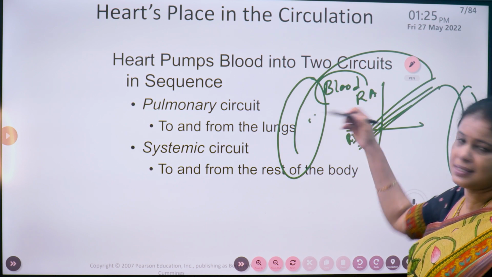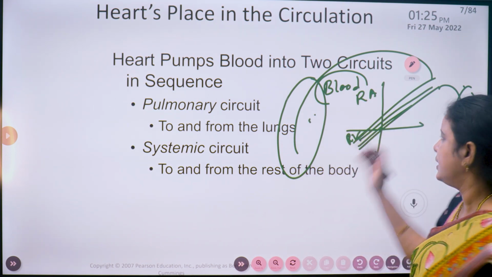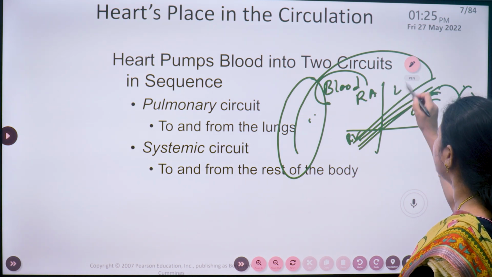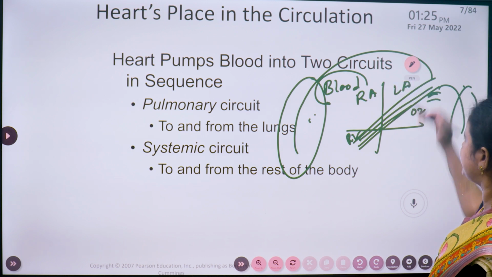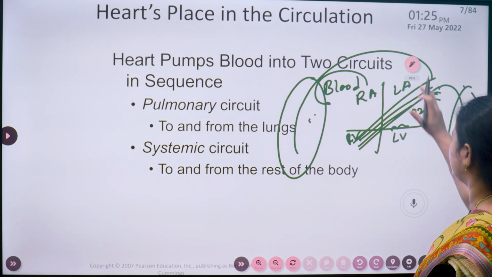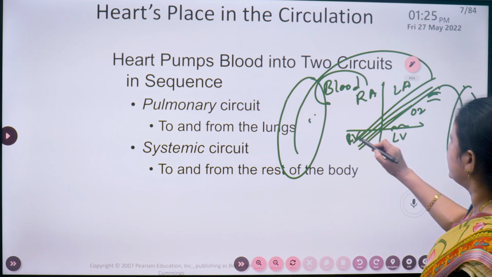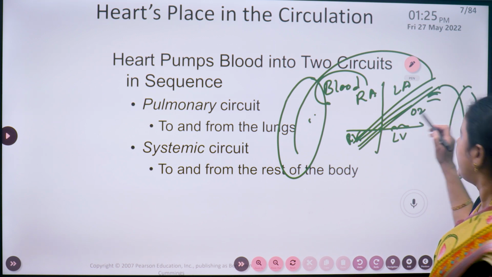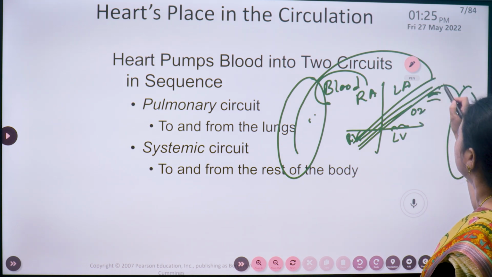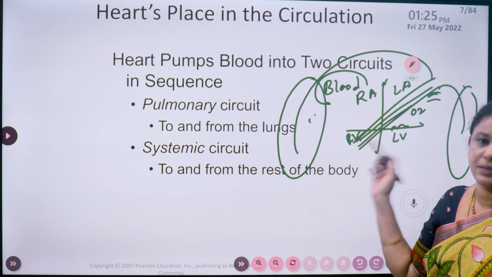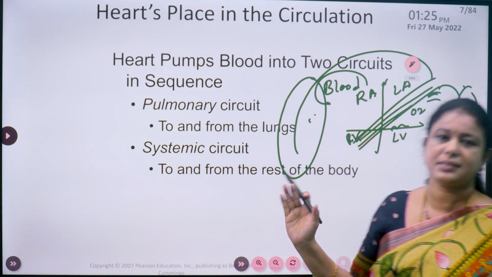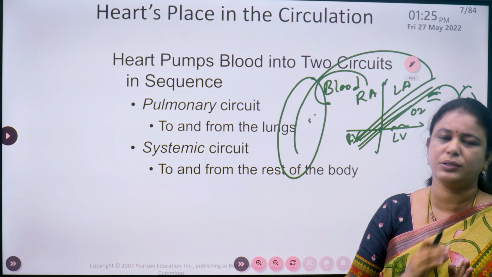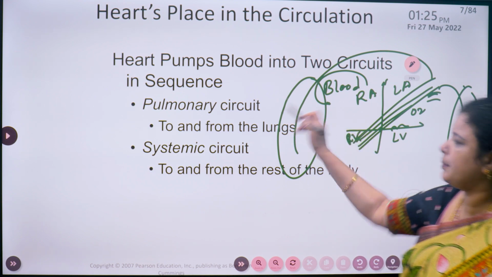Within the lungs, exchange of gases takes place. The pulmonary veins bring oxygenated blood back into the left atrium. From the left atrium the blood enters the left ventricle. So pulmonary circulation means the deoxygenated blood ejected from the right ventricle to the lungs, and how it gets back to the left atrium through the pulmonary veins. That is called pulmonary circulation.